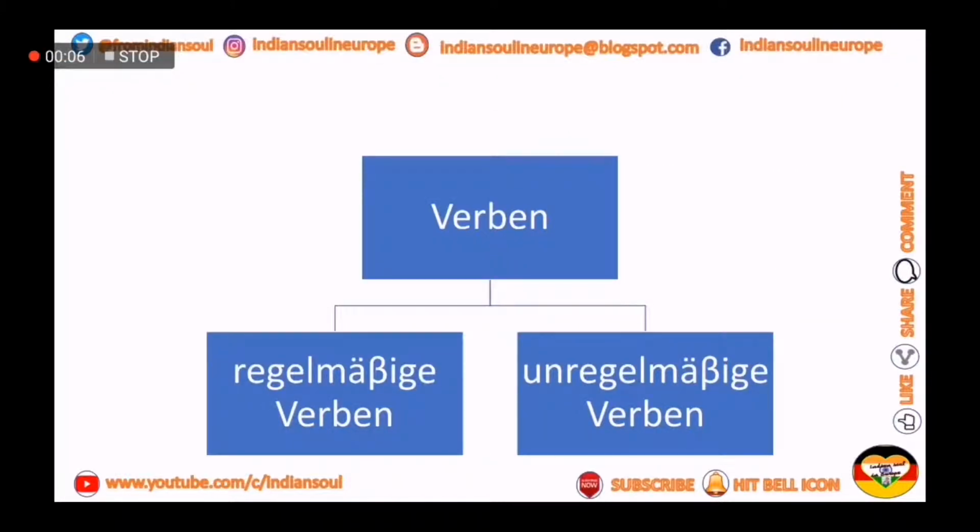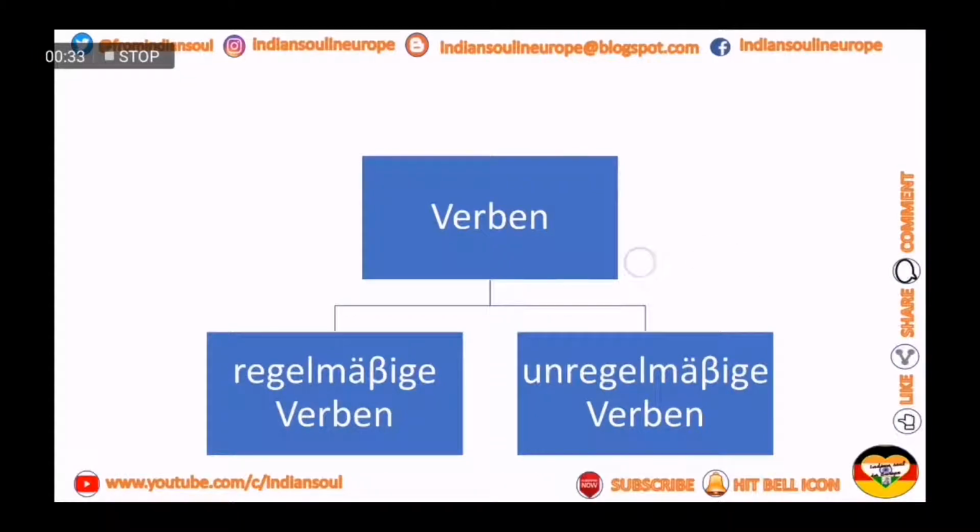So, in German, verbs can be divided into two categories: regelmäßige Verben und unregelmäßige Verben. Regelmäßige means regular verbs, and unregelmäßige means irregular verbs. So that means there are some rules that a verb has to follow. And what are the rules?